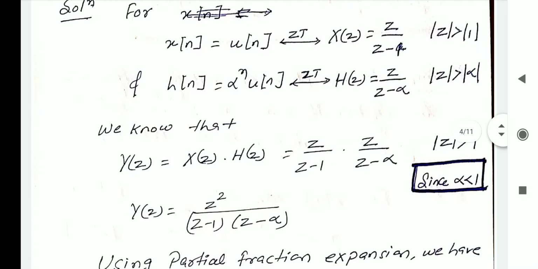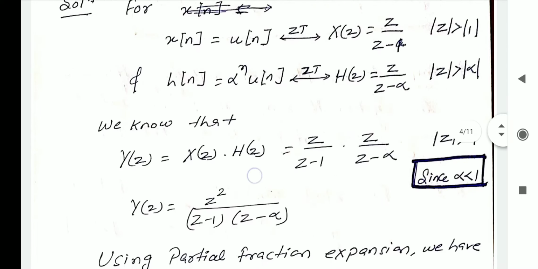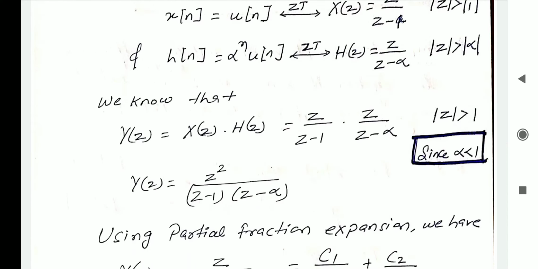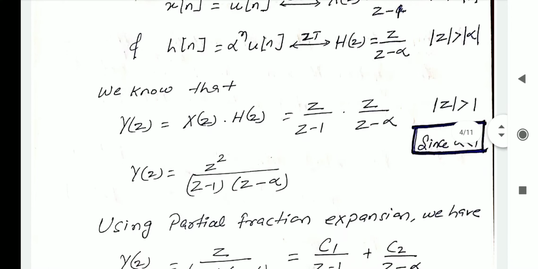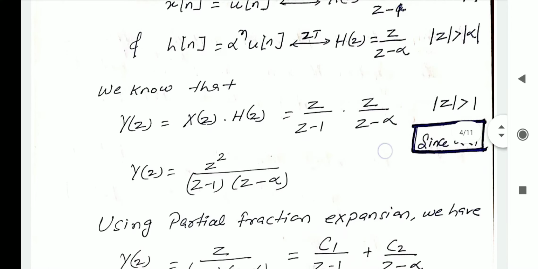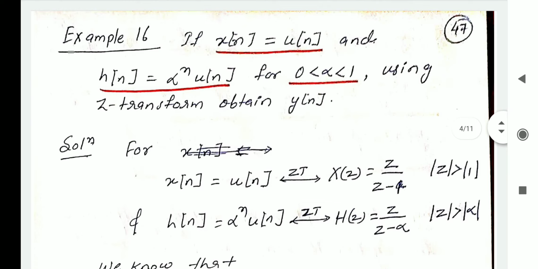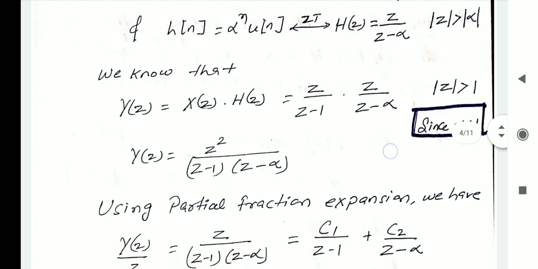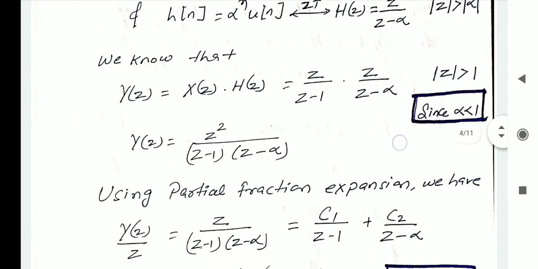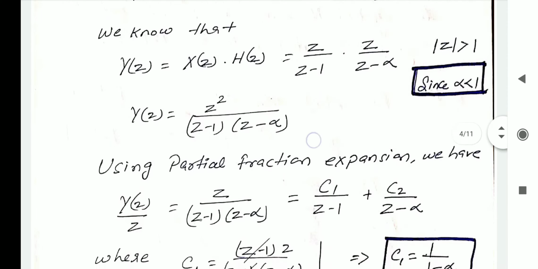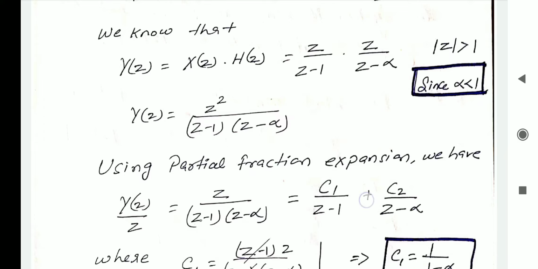Now we know that Y(z) is X(z) into H(z). We take both the z transforms together, that is the z transform of x[n] and the z transform of h[n], z/(z-1) into z/(z-alpha). In both the cases, as we know, the alpha value is between 0 and 1. Hence we take the common ROC, which is |z| greater than 1. Y(z) can be written as z^2/((z-1)(z-alpha)).